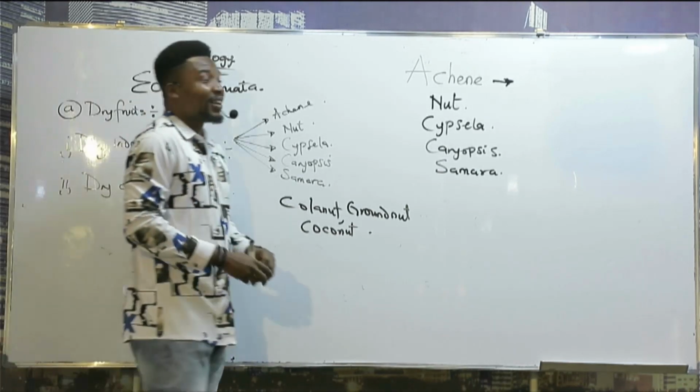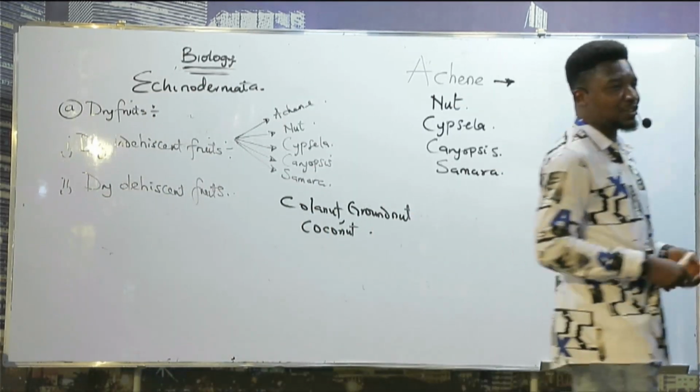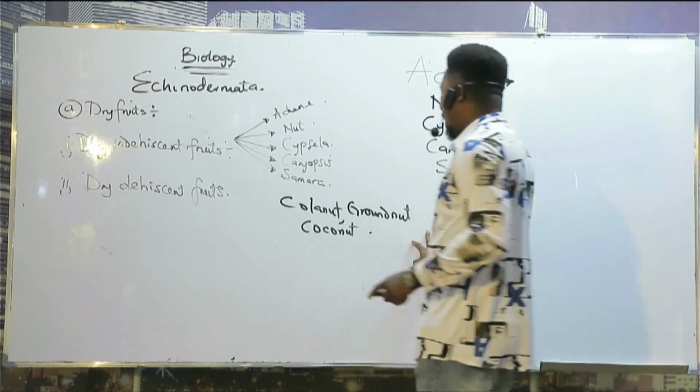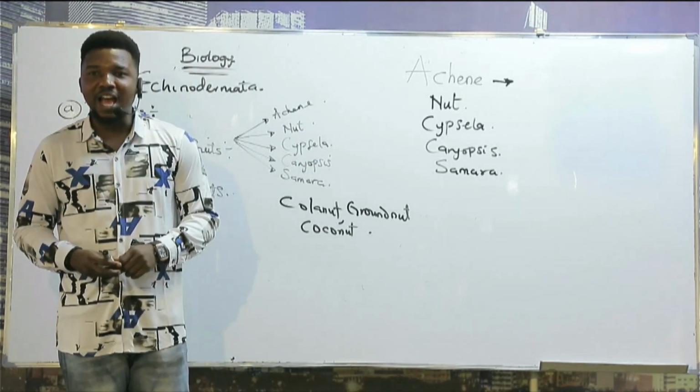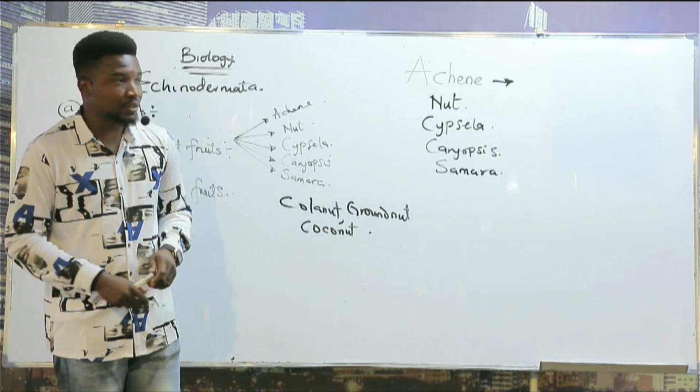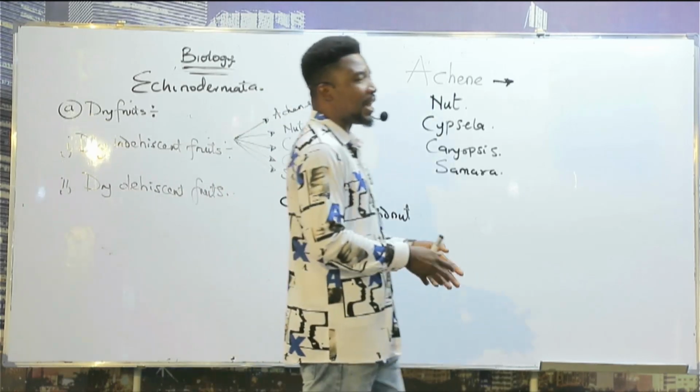So an example of a nut is cashew nut. But remember that coconut, kola nut, groundnut are not under the category of a nut. Then let's go into cypsela.